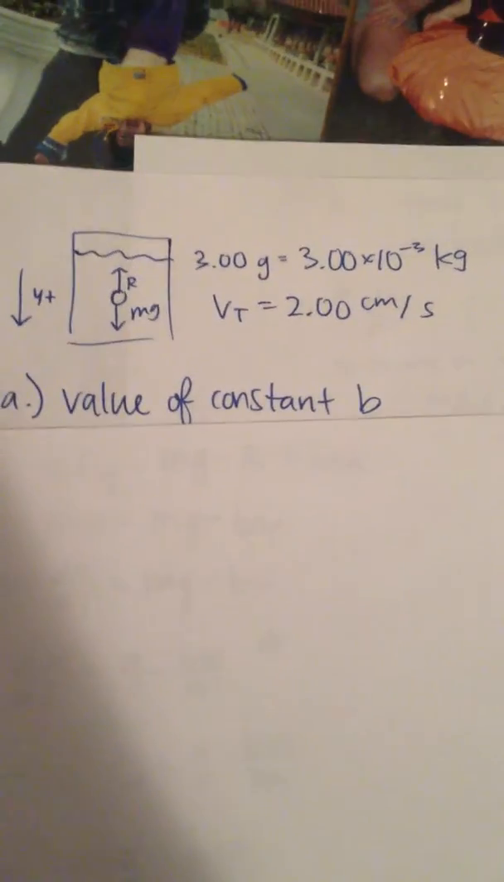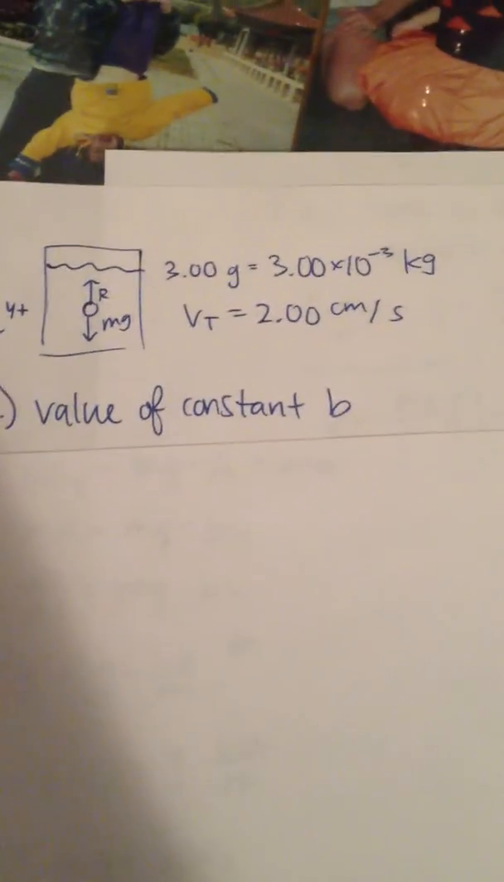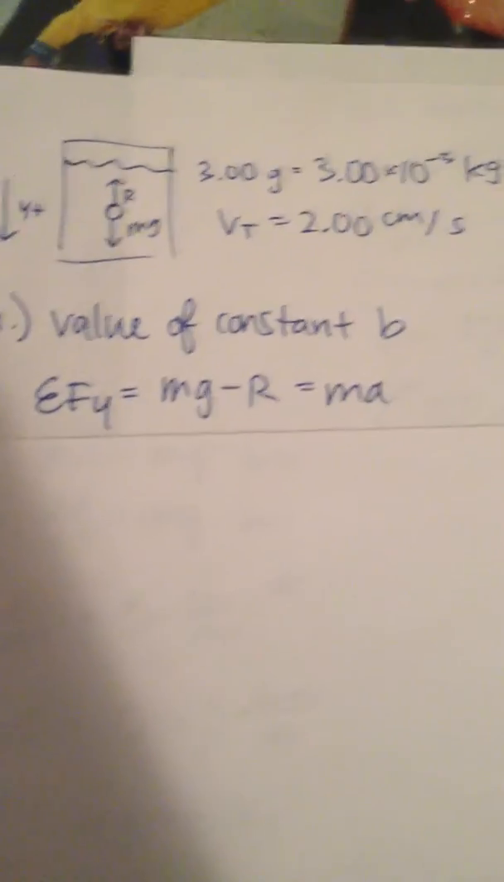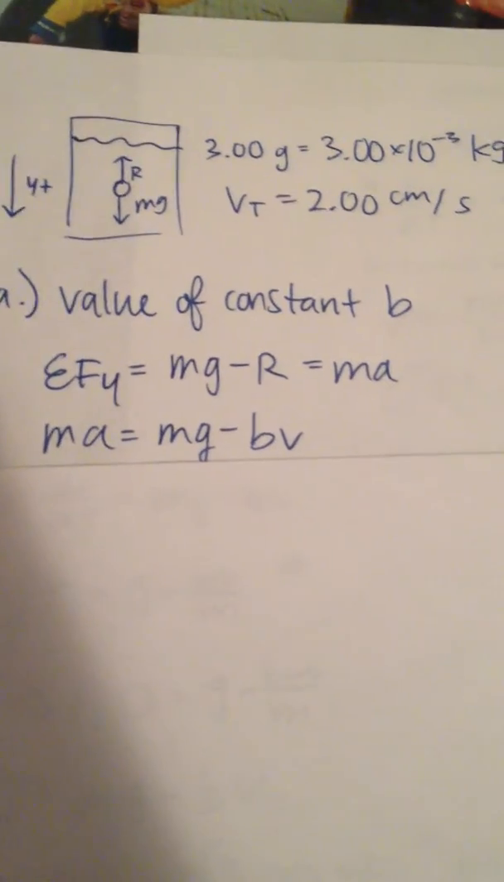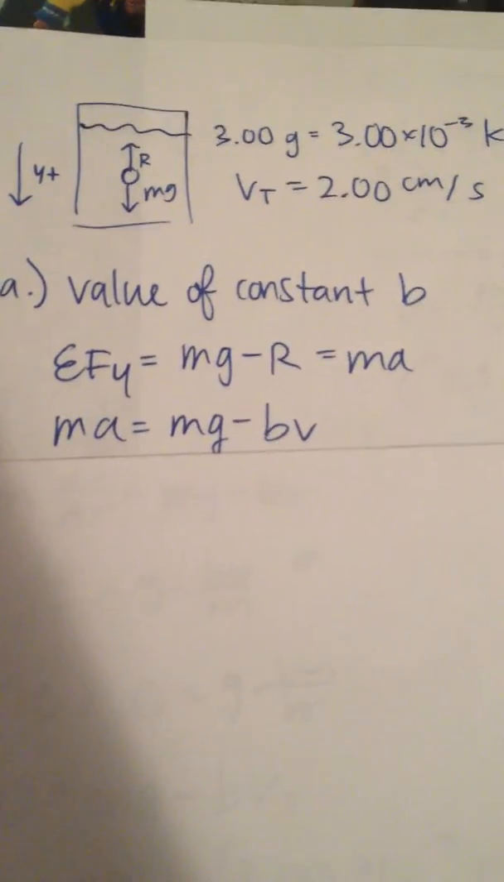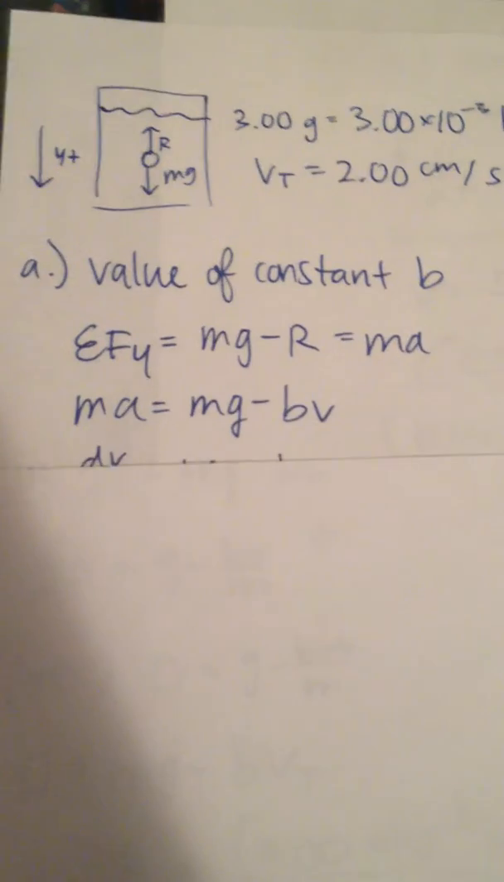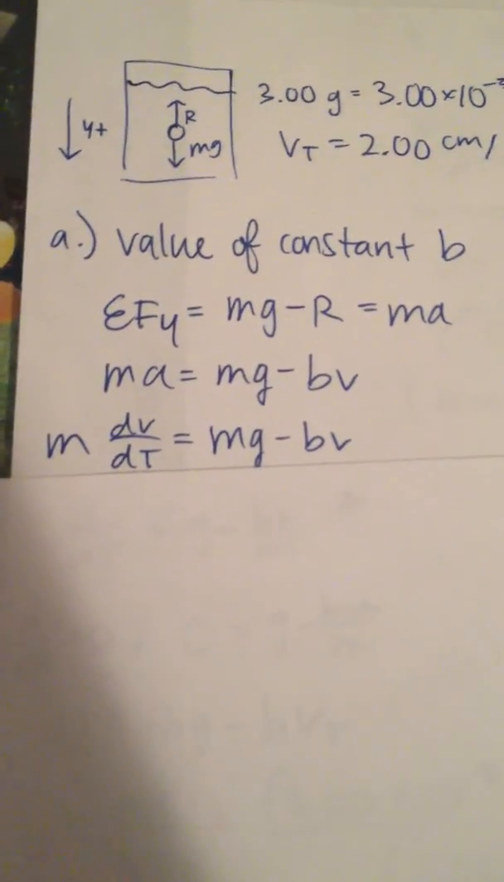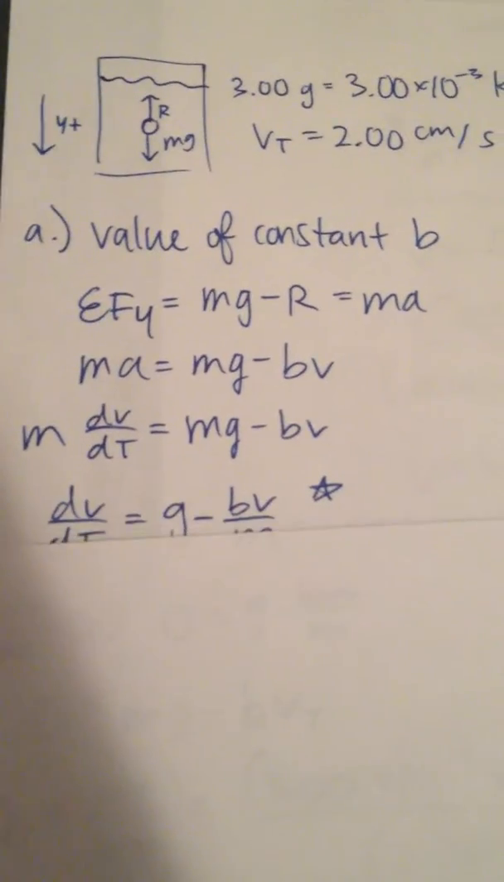So for part A, we're trying to solve for the value of constant b, and the resistive force equals b times the velocity. And b is just kind of like a constant of the medium it's working in and its shape. So we want to do the sum of all forces equals mg minus R, and that's also equal to ma because it's just a force. So we can say ma equals mg minus bv because R equals bv, like I said before. And acceleration is the same thing as dv over dt, so we can plug that in also.